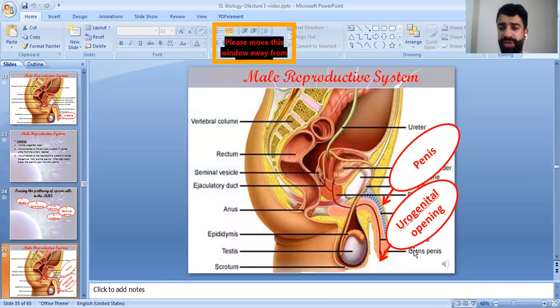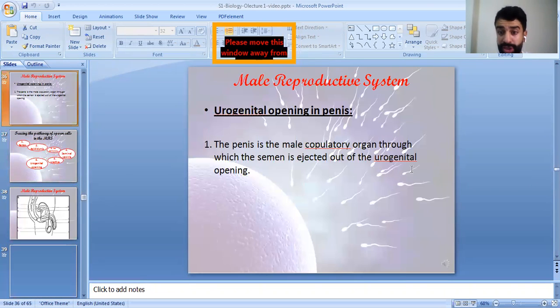Finally, we have the penis and the urogenital opening of the penis. It is the male copulatory organ of the male reproductive system.